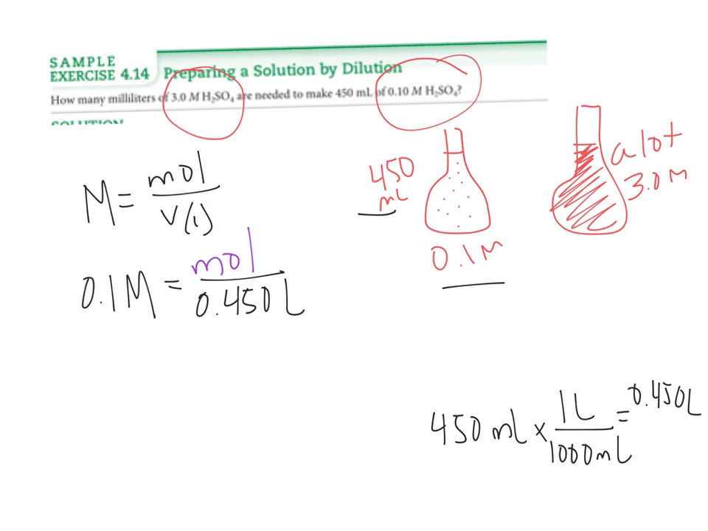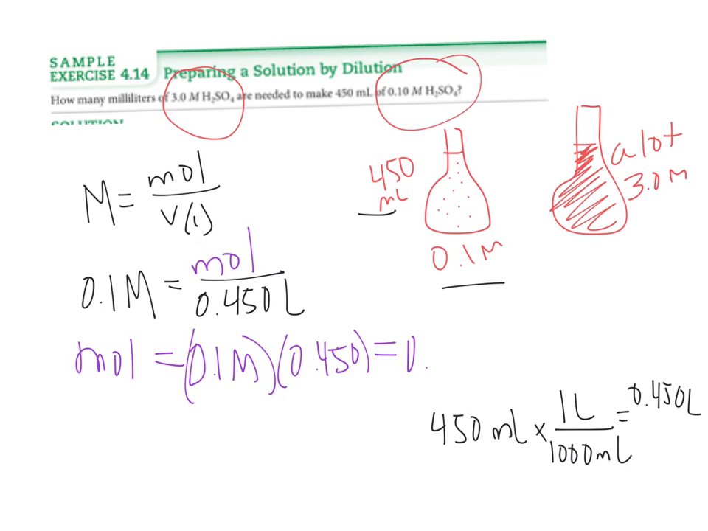So that's what I'm going to do. First, I need to find out how many moles I need here. So let's do that. Multiply both sides by 0.450, and we find that the moles that we need are equal to 0.1 molar times 0.450 liters, which equals 0.045 moles. So that is how many moles of sulfuric acid I need to put in here.